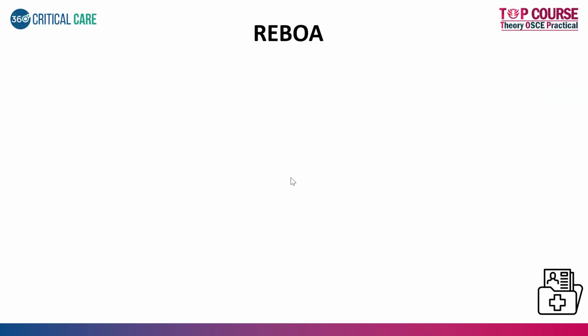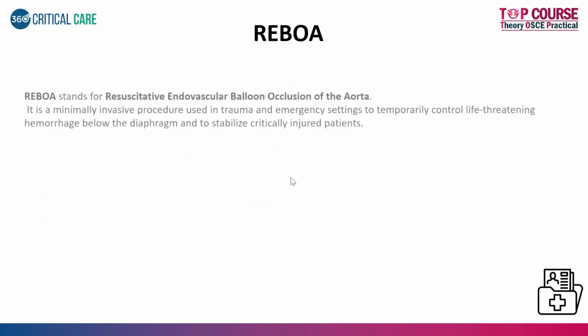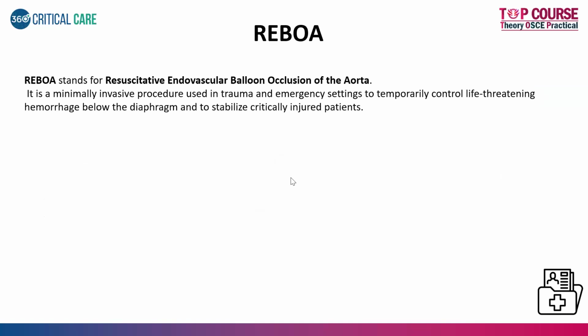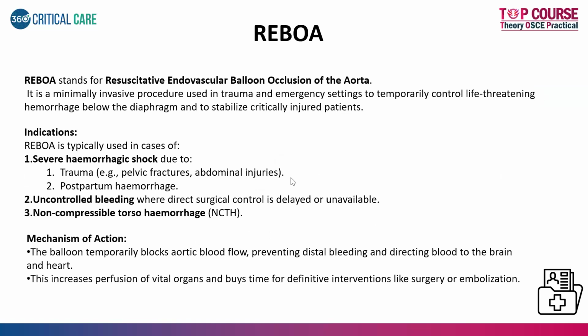Later on, when you have arrested the bleeding but still see hypotension and the patient is requiring a lot of transfusion, you might have to do a multi-site CT to assess the site and severity of the bleed and damage of organs, if any. REBOA stands for resuscitative endovascular balloon occlusion of the aorta. It is usually used in severe hemorrhagic shock, uncontrolled bleeding, and non-compressible torso hemorrhage. Mechanism: it prevents distal flow. The most important thing is it keeps blood flow to the brain intact. Vital organs like the brain and heart are untouched.